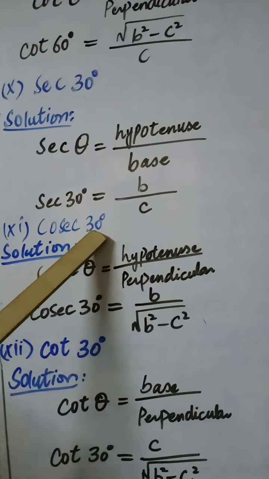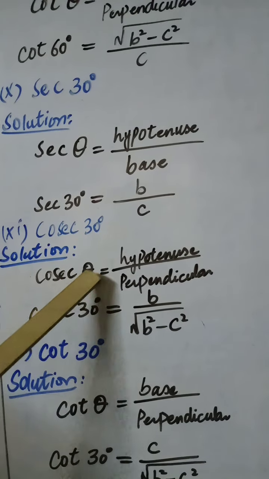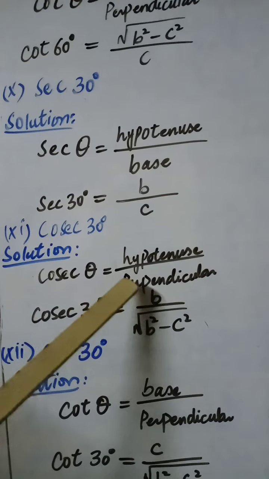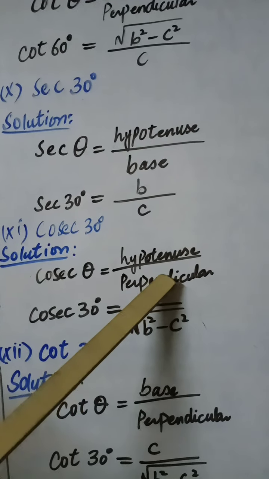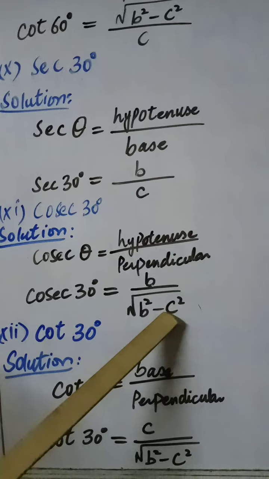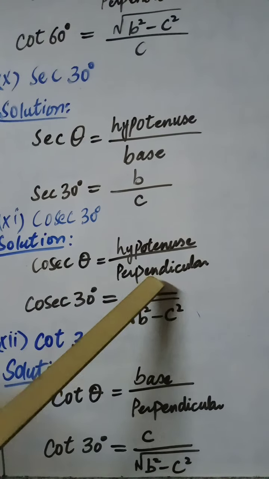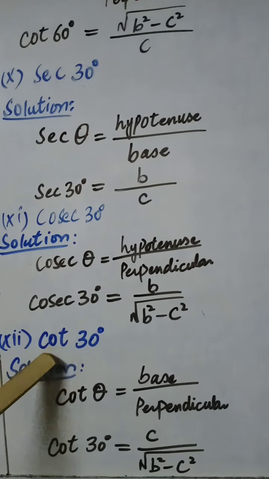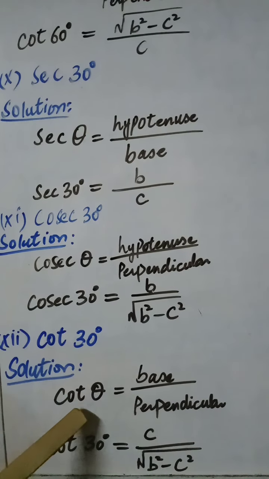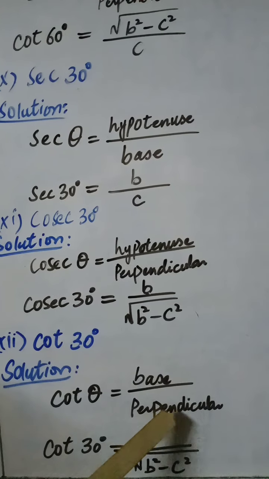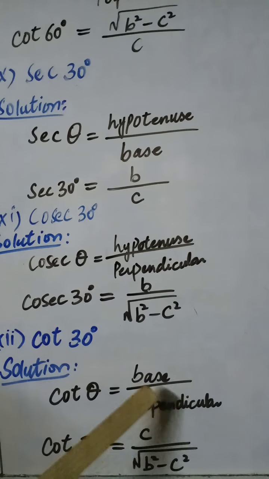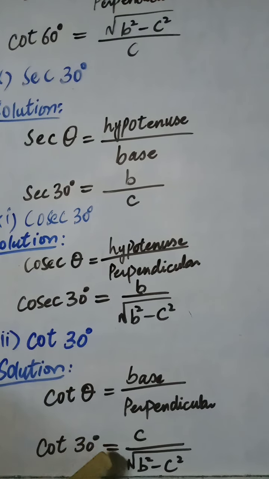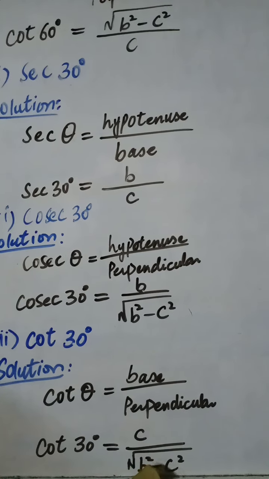11. Cosecant 30 degrees. As cosecant theta is equal to hypotenuse over perpendicular, the hypotenuse for 30 degrees is equal to b and the perpendicular is under root b square minus c square. So cosecant 30 degrees is equal to b over under root b square minus c square. Now part 12, cotangent 30 degrees. As we know, cotangent theta is equal to base over perpendicular, so the base is c and the perpendicular is under root b square minus c square. So cotangent 30 degrees is equal to c over under root b square minus c square.